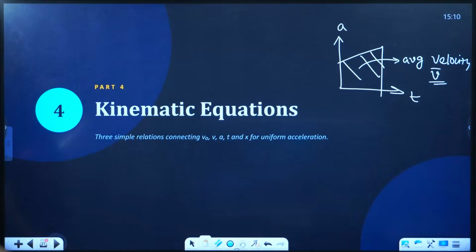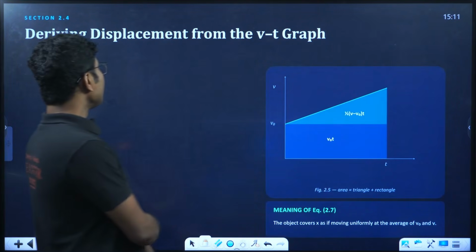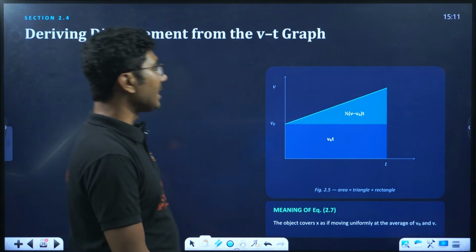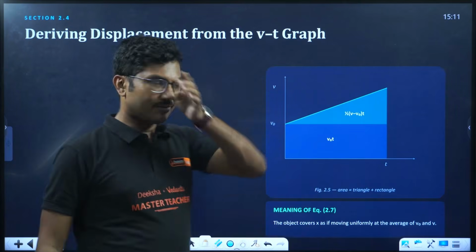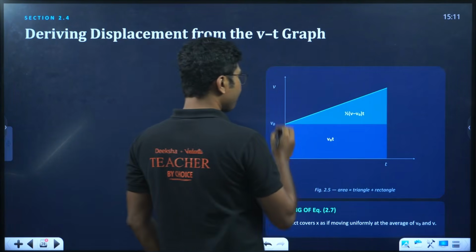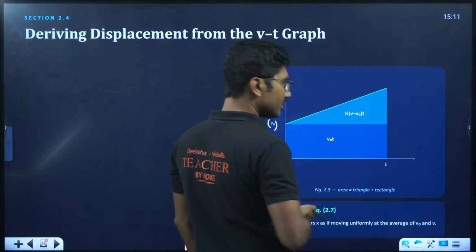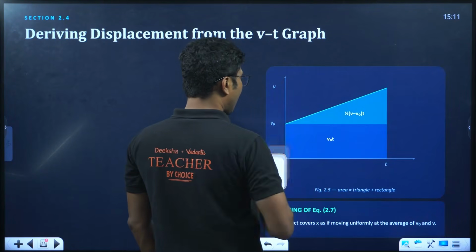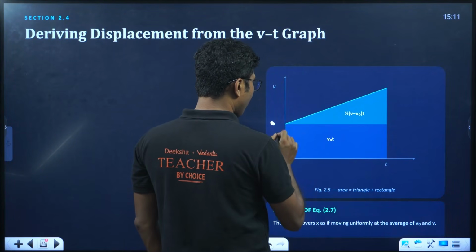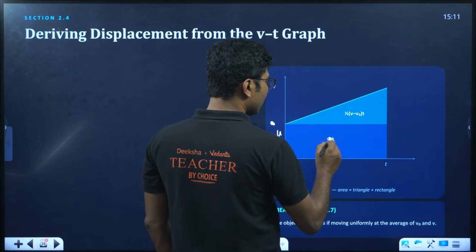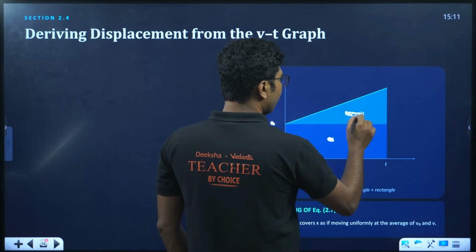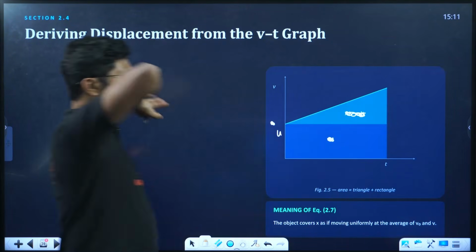Now kinematics equations, we have to do the derivation. So deriving the displacement from the v-t graph. Here we have a v-t graph. This axis is v. We are using v naught, you can use u also, it does not matter. Let me change it to u. Okay, so this is the graph.